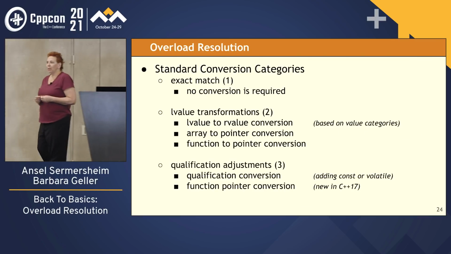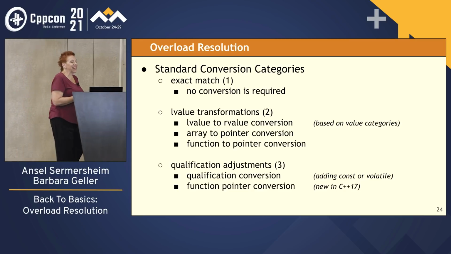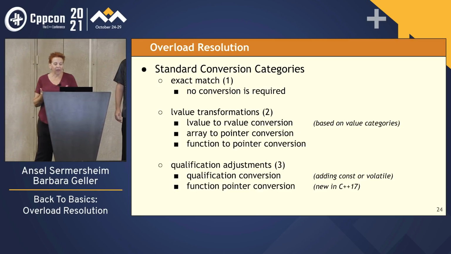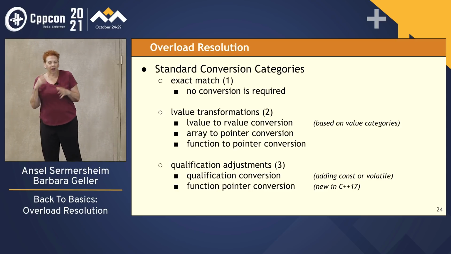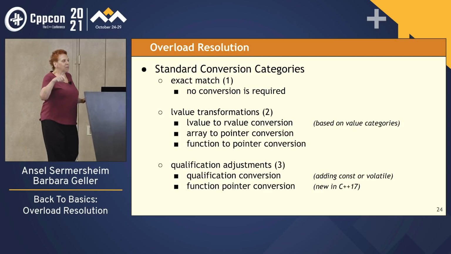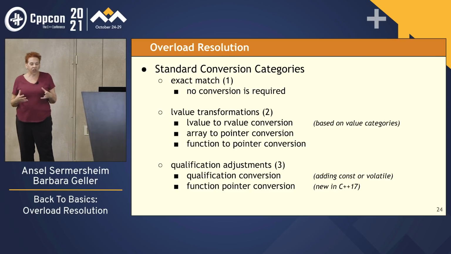So we started talking about the ranking. And in the ranking, we need to start looking at standard conversions. And we have 5 of them. These are the first 3. It seems a little odd, but an exact match is considered no conversion, but it is actually the first standard conversion. The second one is L-value transformations, and then the third one is qualification adjustments.